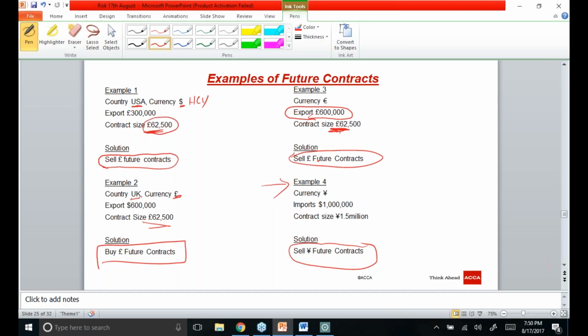If you try to think in contract size currency, if the contract is in pound, think in pound. If the contract is in euro, think in euro. If the contract is in dollars, think in dollars.